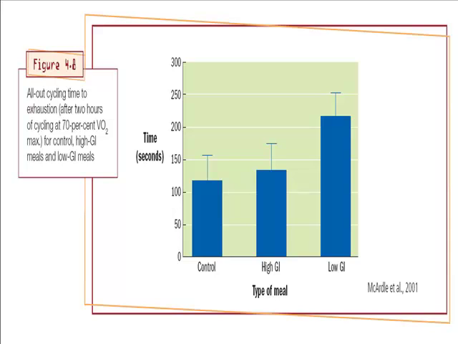And then they test for how long they can keep up that pace. So the high GI, they could go to about 130 or 140 seconds. That's how long they could work before they are exhausted. Whereas the low GI could go 210 to 15 seconds to exhaustion. So what does that tell us about the food?